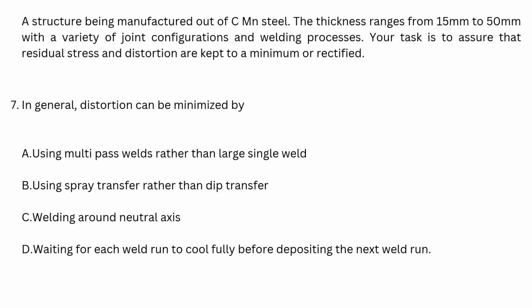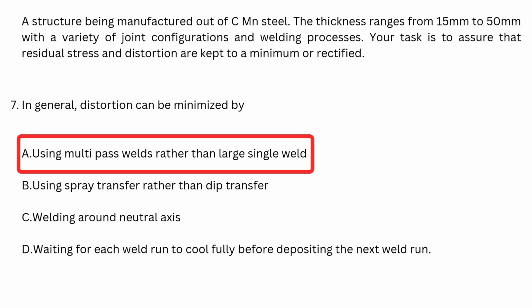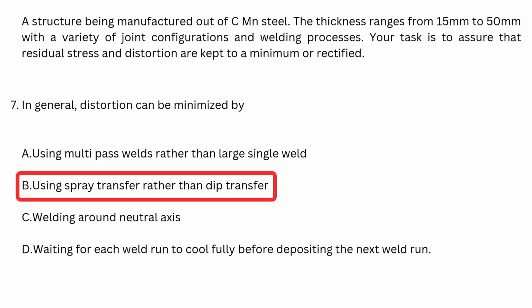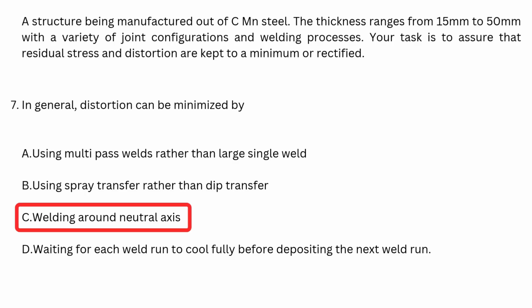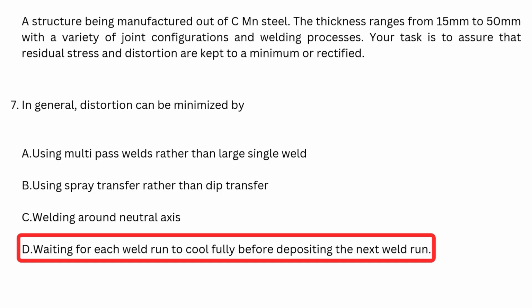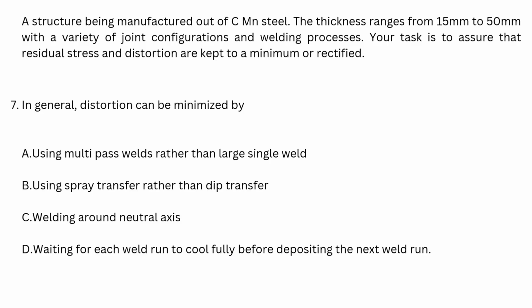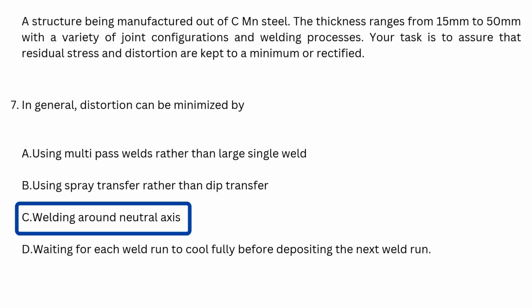A structure is being manufactured out of CMN steel. The thickness ranges from 15 mm to 50 mm with a variety of joint configurations and welding processes. Your task is to assure that residual stress and distortion are kept to a minimum or rectified. Number 7. In general, distortion can be minimized by A. Using multi-pass welds rather than large single weld. B. Using spray transfer rather than dip transfer. C. Welding around neutral axis. D. Waiting for each weld run to cool fully before depositing the next weld run. The answer is C. Welding around neutral axis.